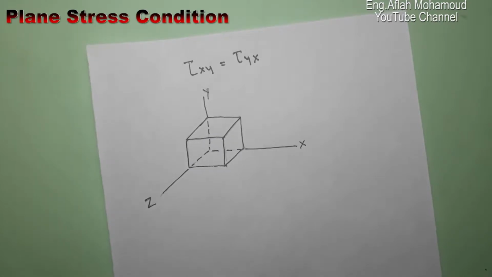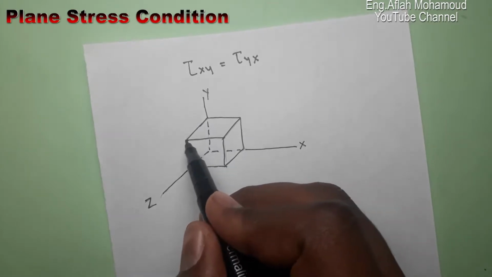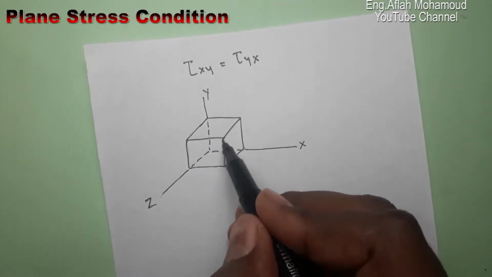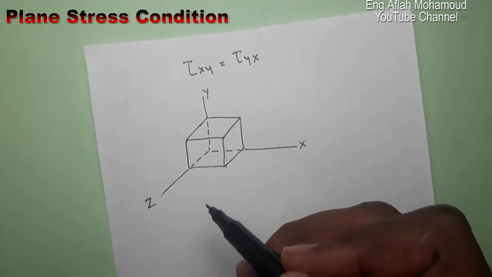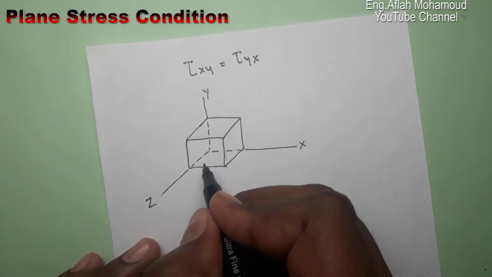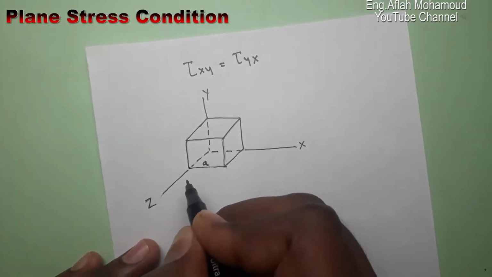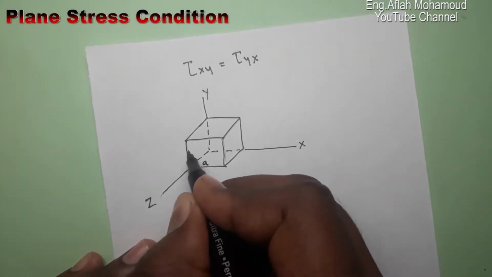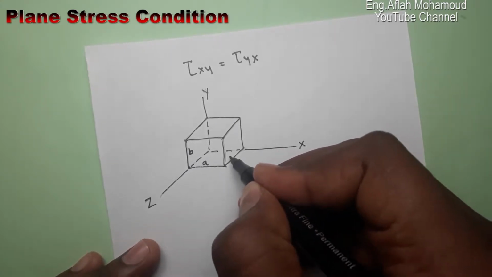This is a small rectangular parallelepiped element, where this side is parallel with this one, and all the opposite sides are equal. Let's call the side from here up to here A, from here up to here B, and the third dimension, from here up to here, C.